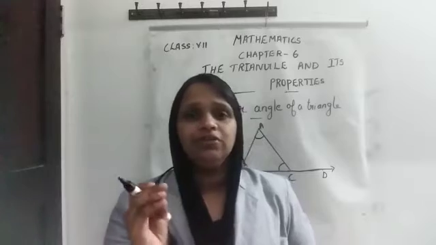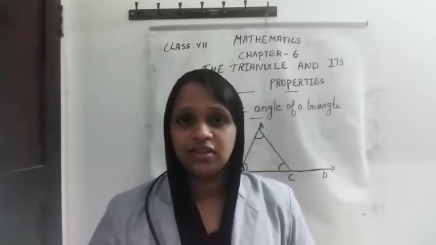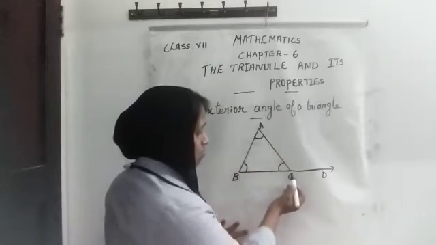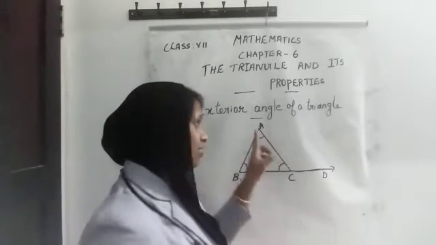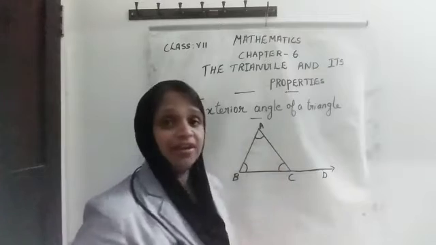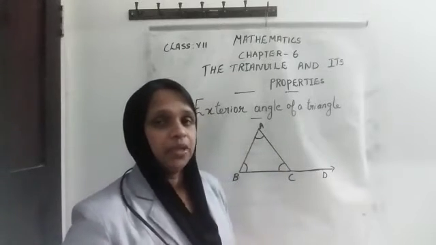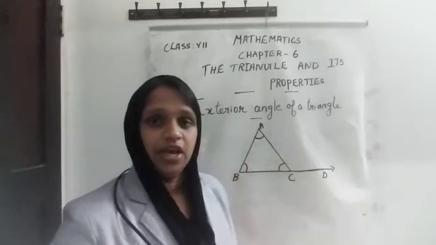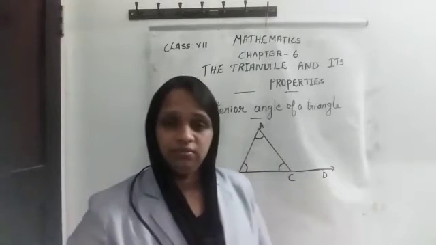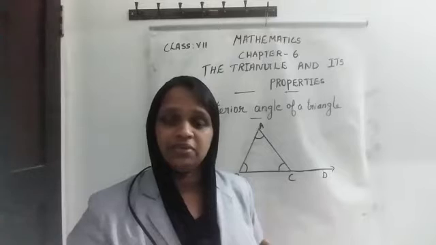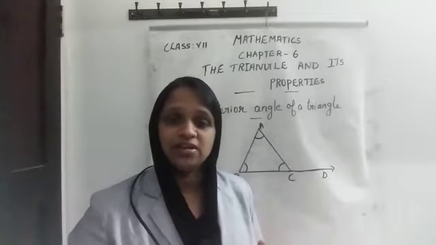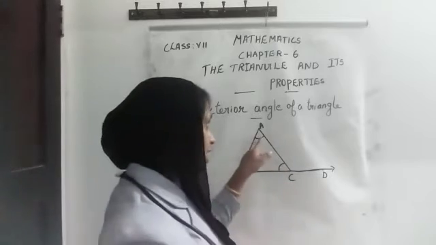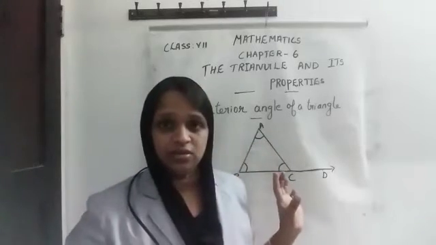So we know for a triangle, three angles are there, right? That means here a triangle ABC. It has three angles, angle A, angle B and angle C. These three angles lie in the interior of this triangle. And we already know the angle sum property of a triangle. That means the sum of measures of the three angles of a triangle is 180 degrees. That means these three angles are interior angles.